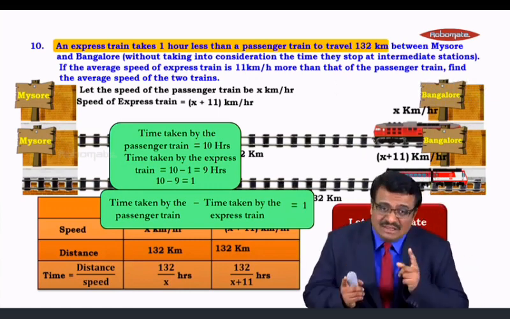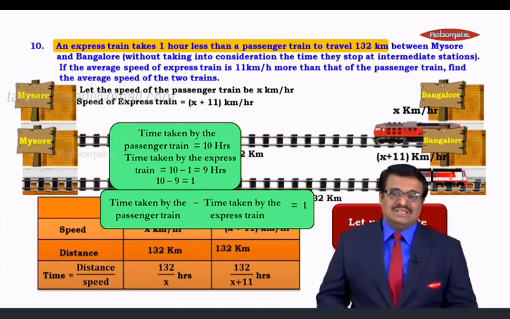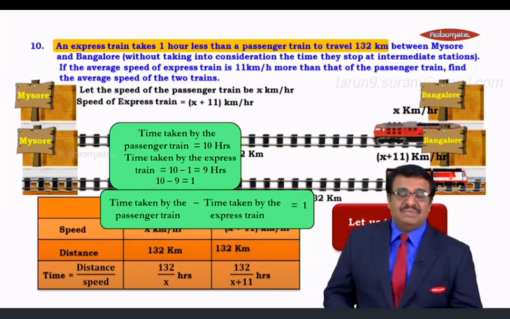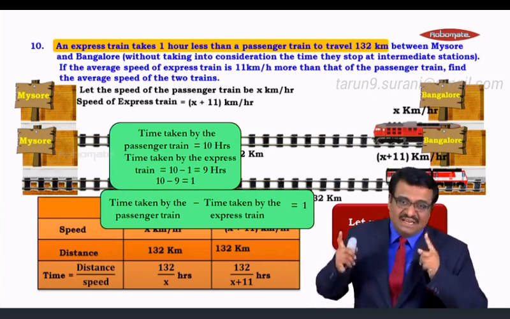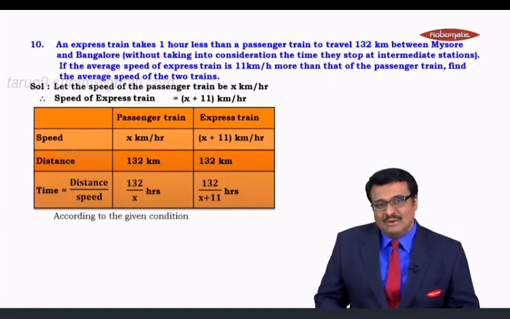The difference between the two times is 1 hour, isn't it? So this is our equation. We know the time taken by the passenger train. We know the time taken by the express train. The difference between the two times is 1 hour, isn't it? So let us try to form the equation.